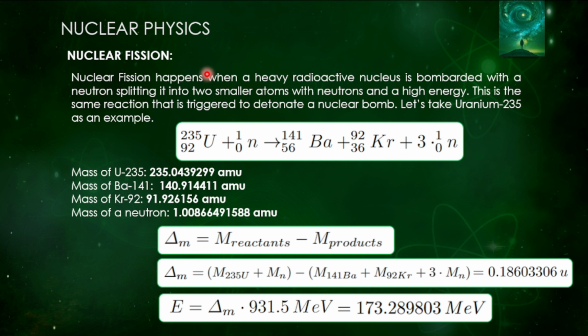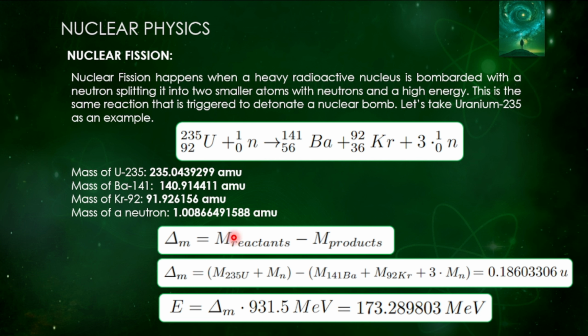It's not in a natural equilibrium. So the neutron will split whatever that atom is, in our case the uranium-235. It would split it into 2 smaller atoms with the release of neutrons and a very high energy. This is the same reaction triggered to detonate a nuclear bomb.